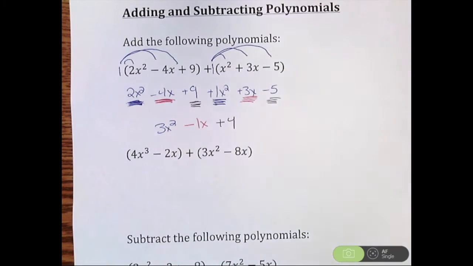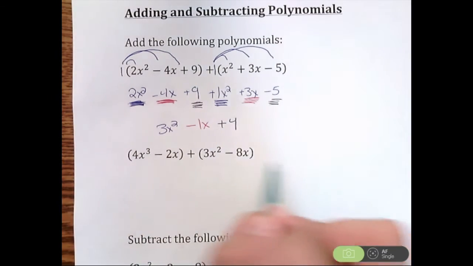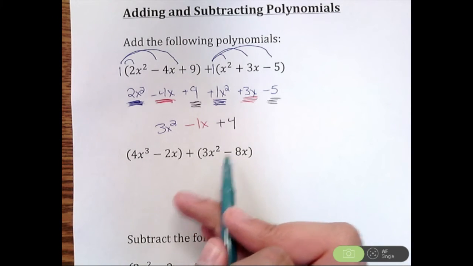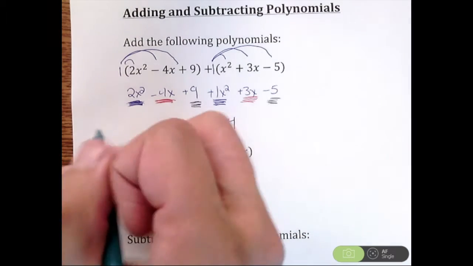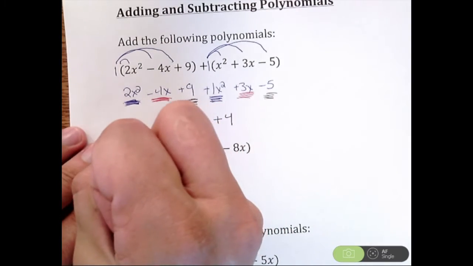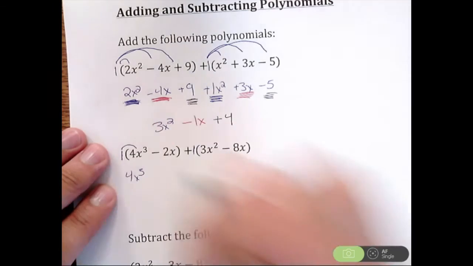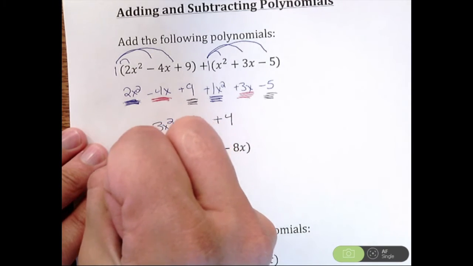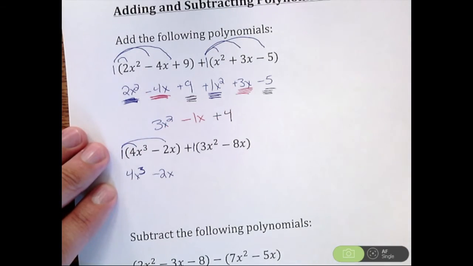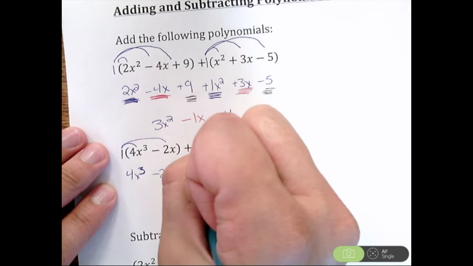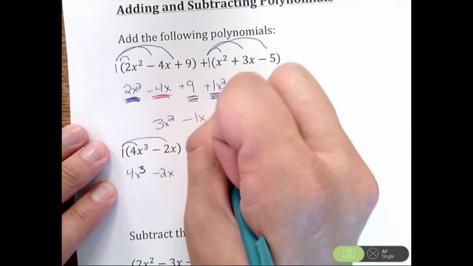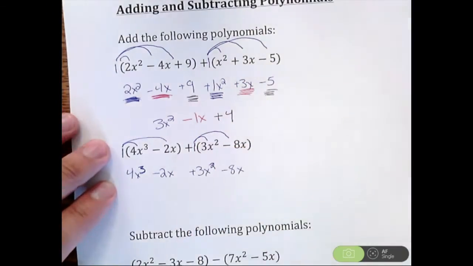Just to make sure we got this, I'm going to do one more example of adding. So again, the setup, we have (4x cubed minus 2x) plus (3x squared minus 8x). We got to take those numbers outside the parentheses, none there because they're ones and we don't write them. Let's distribute those through. 1 times 4x cubed is just 4x cubed. 1 times negative 2x is just negative 2x. 1 times 3x squared is plus 3x squared. And then 1 times negative 8x is negative 8x.